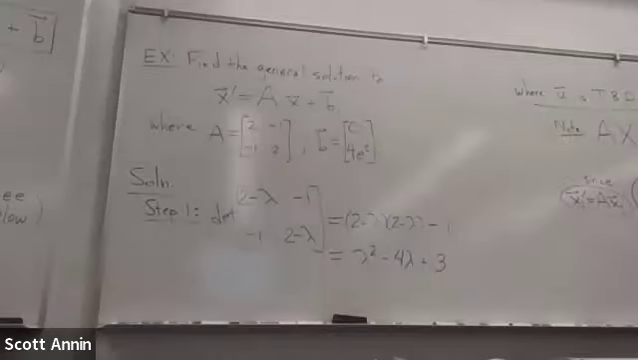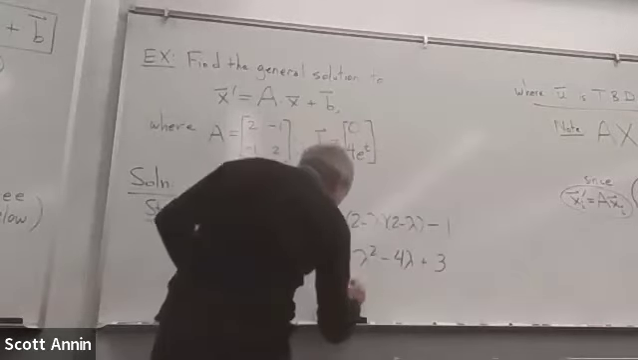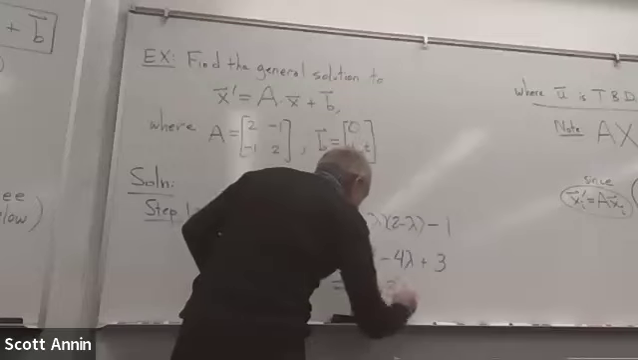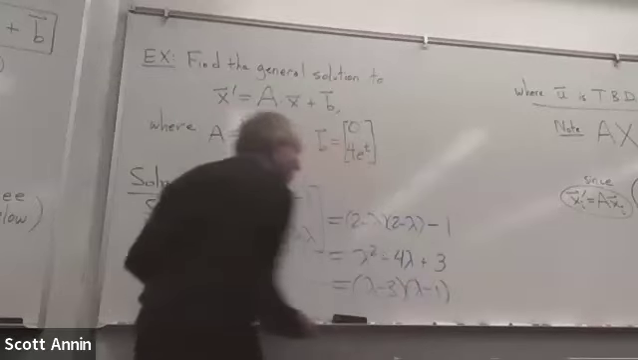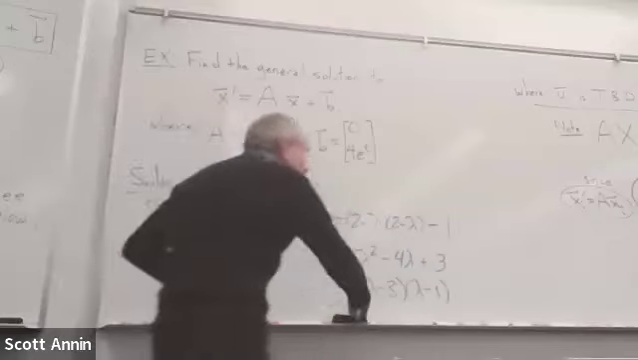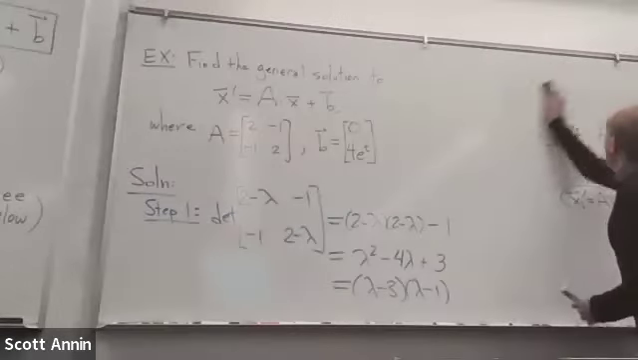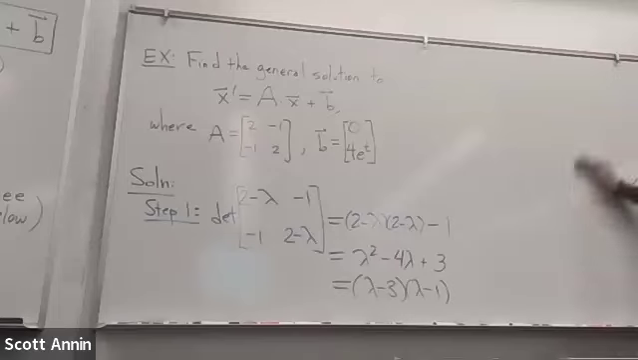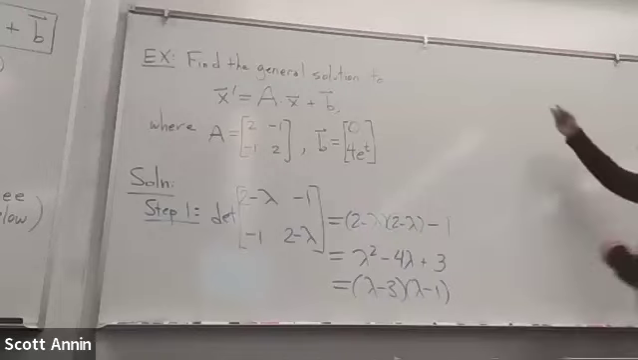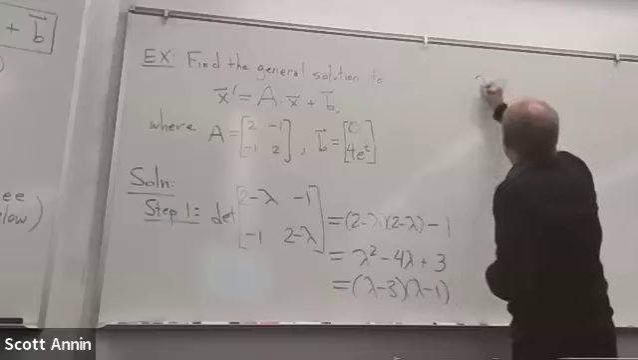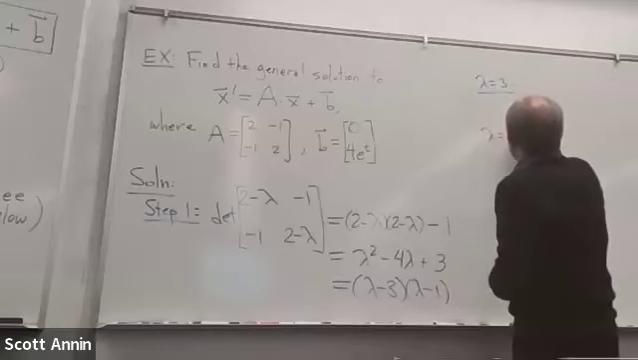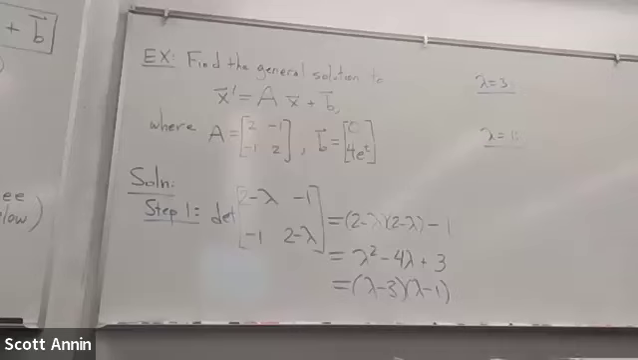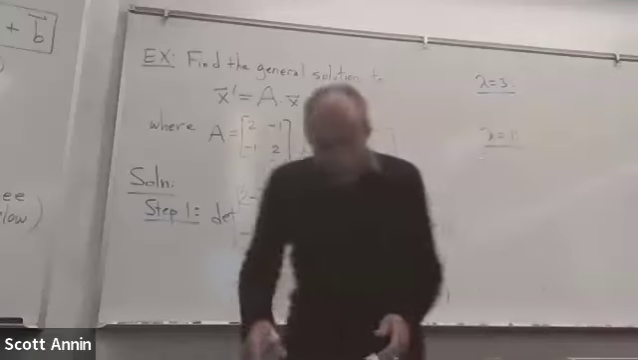As I totally foil that completely out. And then this actually factors nicely as lambda minus 3 times lambda minus 1. And so I can see what my lambda values are pretty easily just by looking at it, yeah? Okay, so my lambda values are 3 and 1. I'm gonna go ahead and give myself room to work on these eigenspaces here in a second. 3 and 1, those are the lambdas.